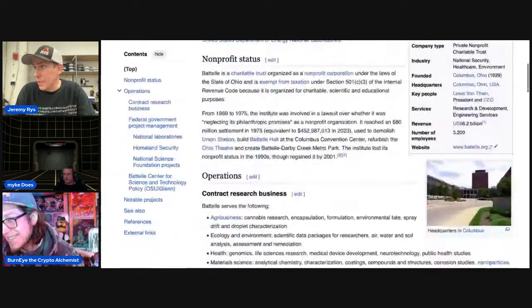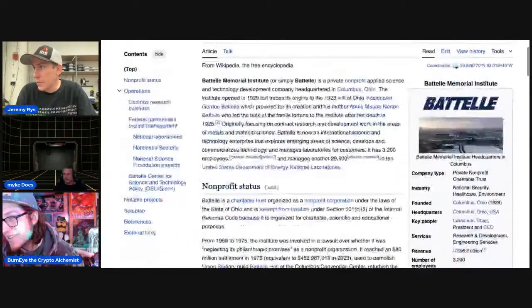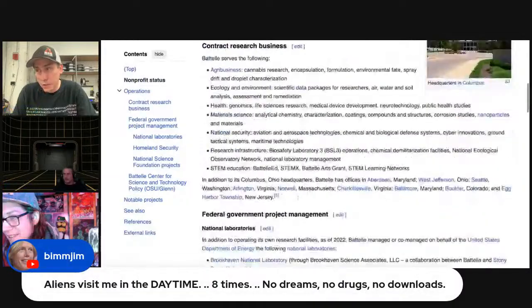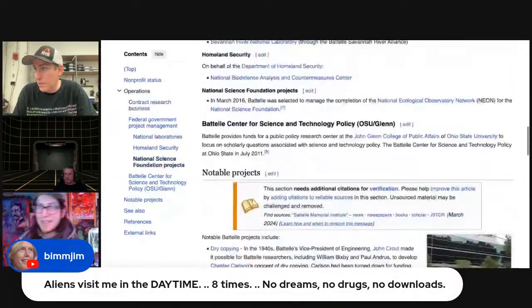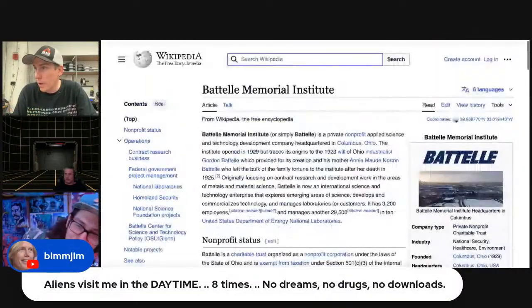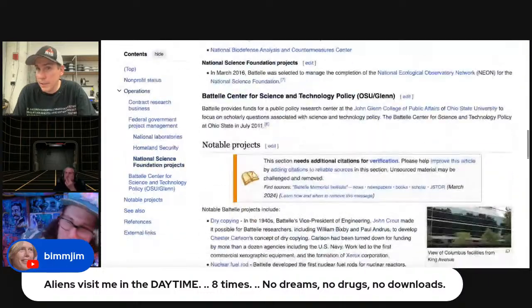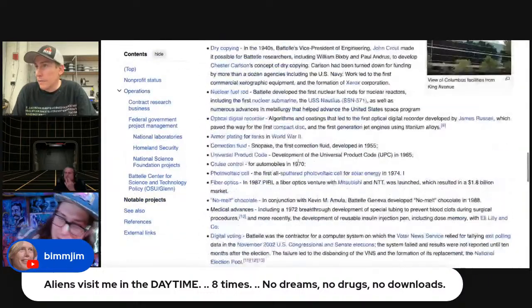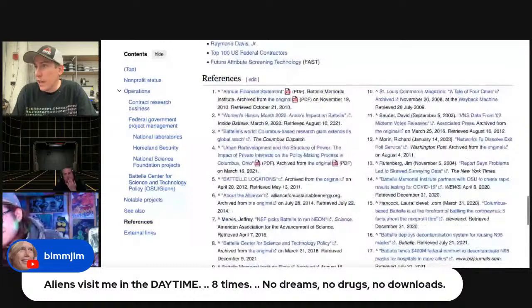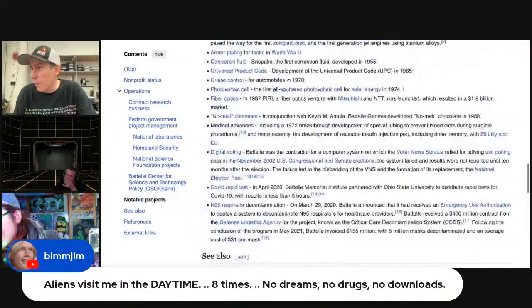But yeah, Battelle Institute is in Ohio, and it's only 40 minutes from Wright-Patterson Air Force Base. So a lot of people. And they helped with the COVID tests, dude. In fact, they got paid.